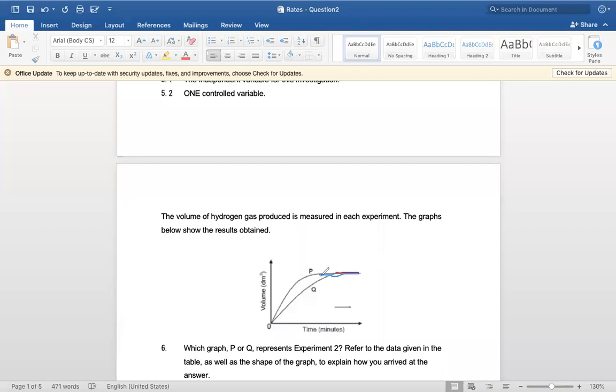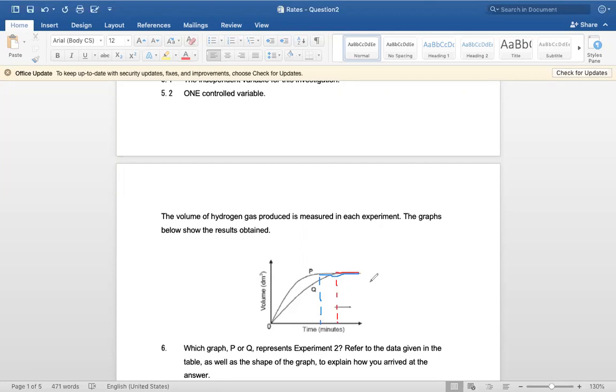Right, so which one became flat earlier? Flat means that the volume stays the same, which is where the reaction has reached completion. This one has reached completion at this time interval. And the other one reaches completion here. So the time interval is earlier. The reaction that reaches completion earlier will be the blue one. So that's P. It gets flat earlier.